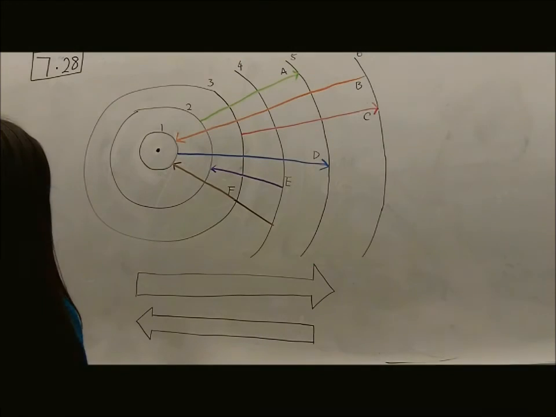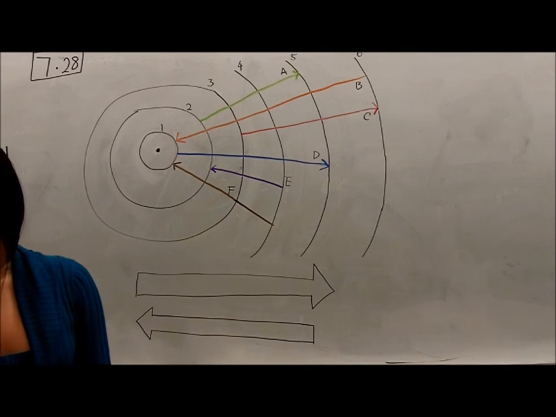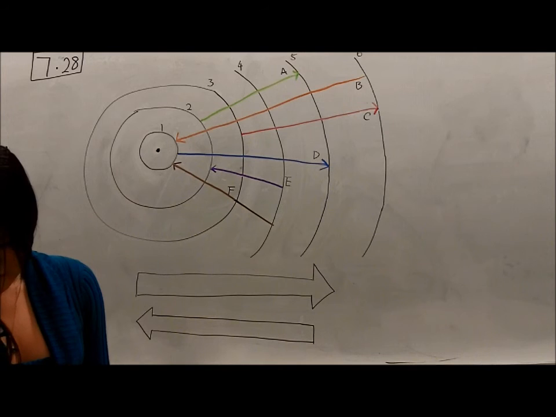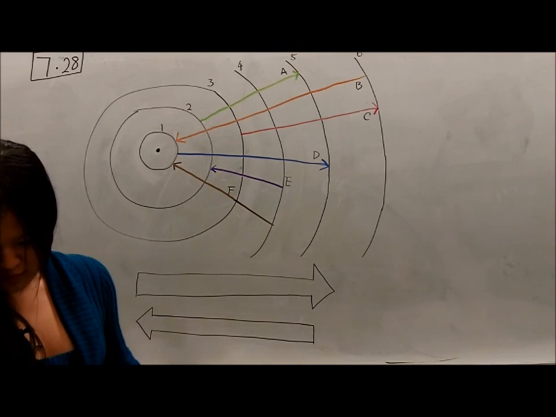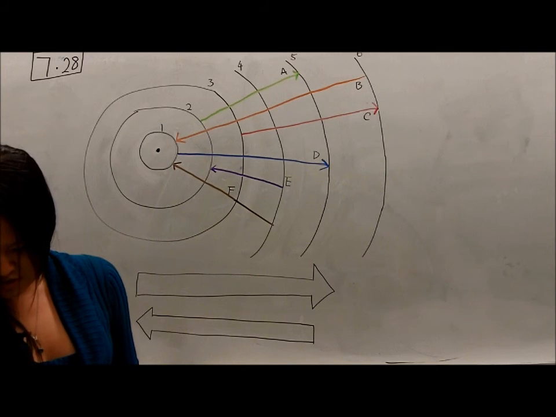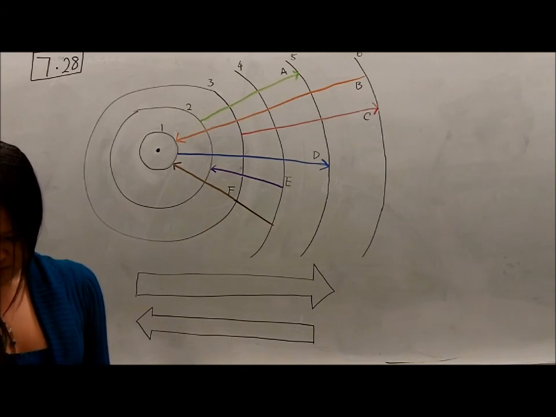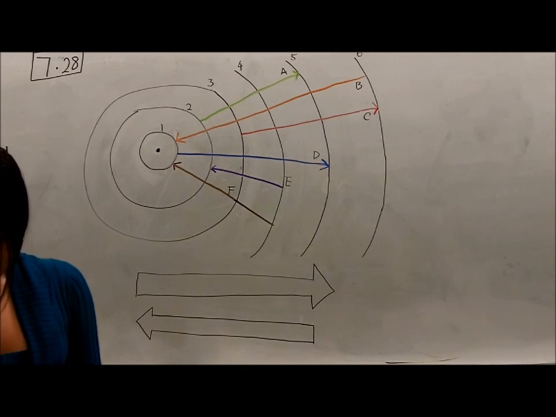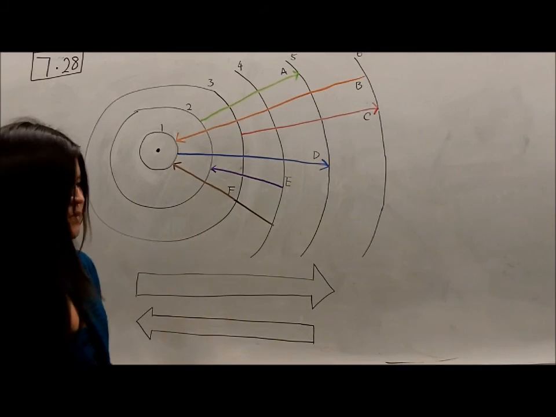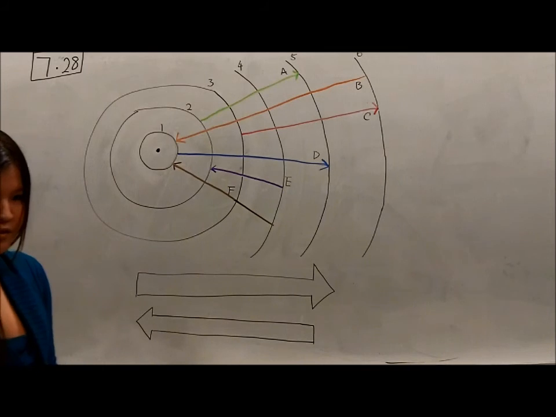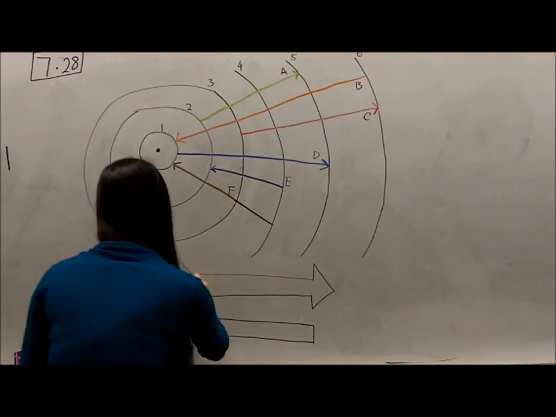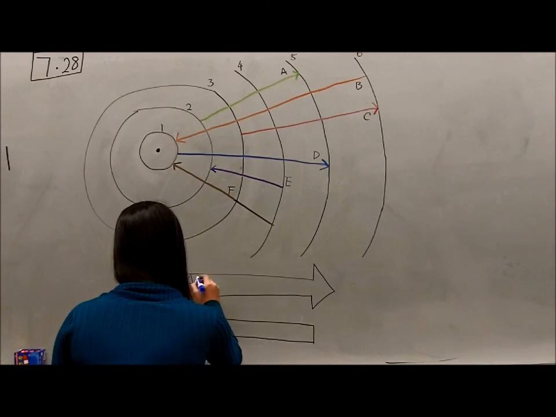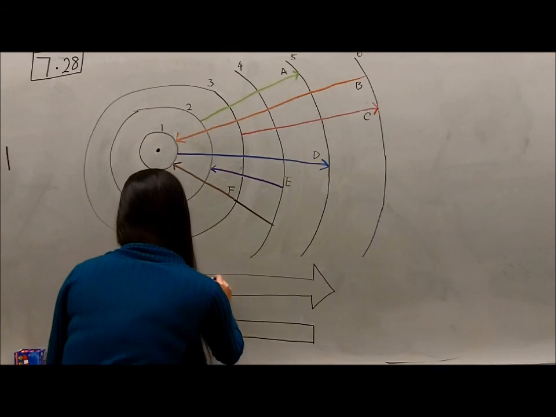Today we're doing chapter 7, number 28, and the problem says a Bohr's model representing the hydrogen atom is shown on the board with several electron transitions depicted by arrows. And part A asks which transitions are absorptions and which are emissions. In this case, a general rule of thumb is that absorption always goes from inside out. So this arrow right here will be absorption.